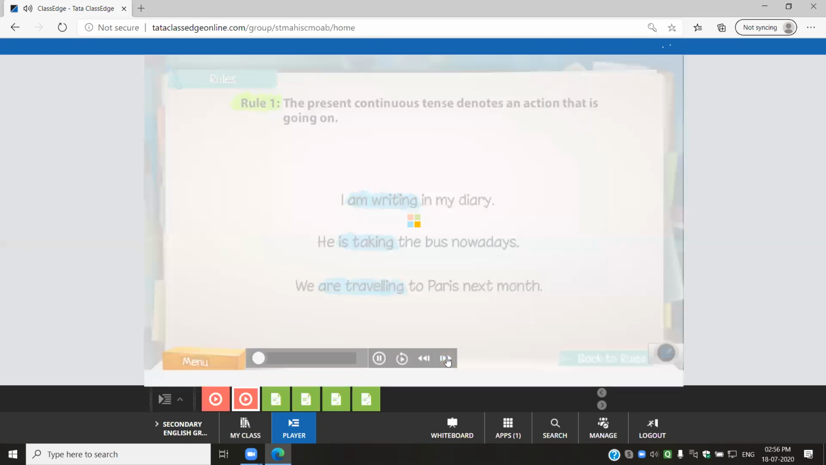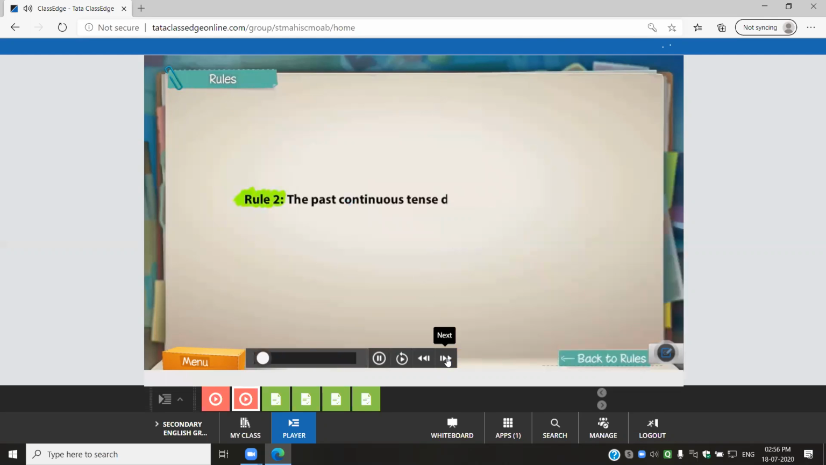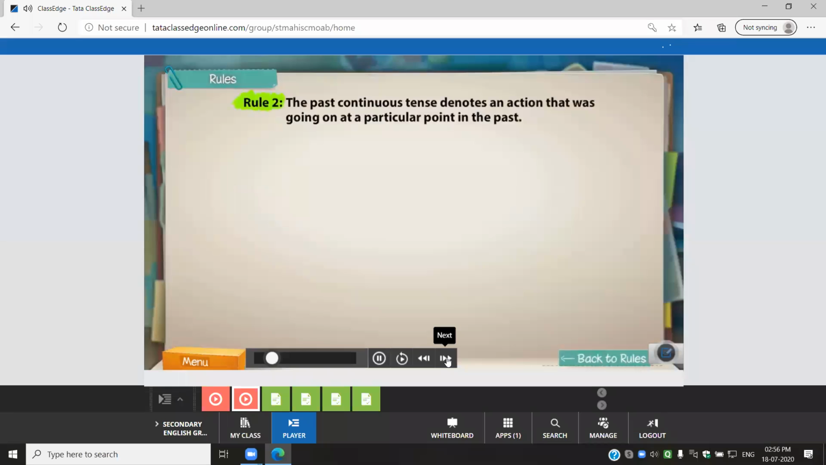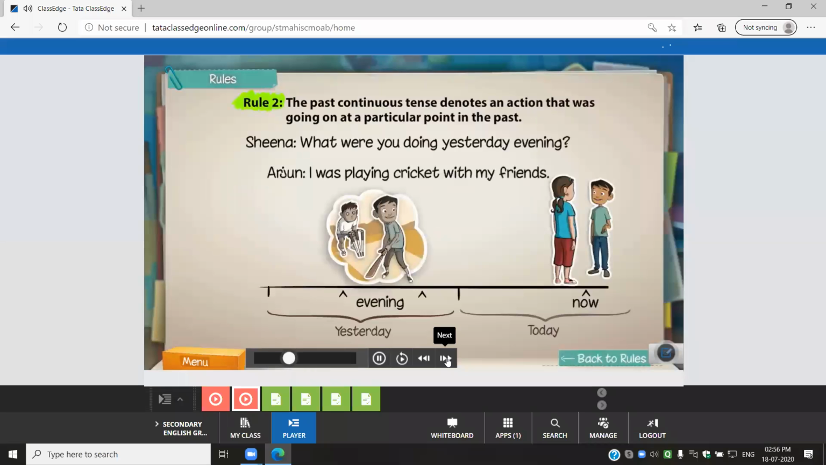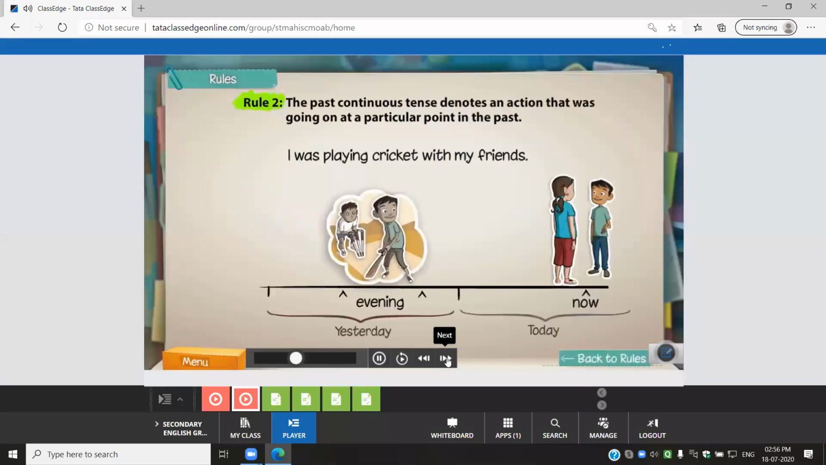You use the past continuous tense to denote an action that was going on at a particular point in the past. Let's look at a couple of examples. What were you doing yesterday evening? I was playing cricket with my friends. In this sentence, the action of playing was happening at a particular time in the past. So, the past continuous tense is used here.